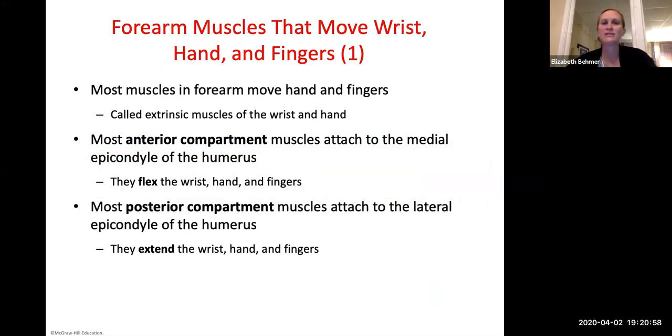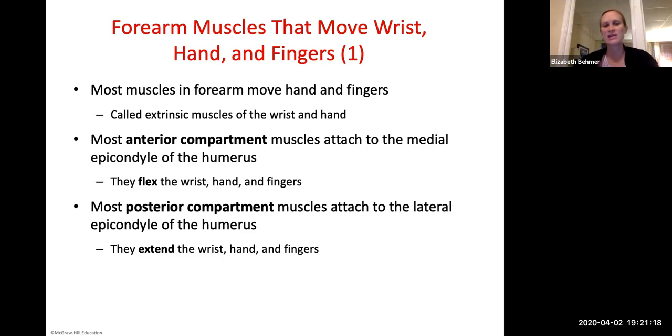Okay, then we get to forearm muscles that move your wrist, your hand, and your fingers. Flexion of your fingers would be moving them all to make a fist, and extension of your fingers would be spreading them out. Flexion of your wrist would be decreasing the angle, and extension would be straightening out your wrist.